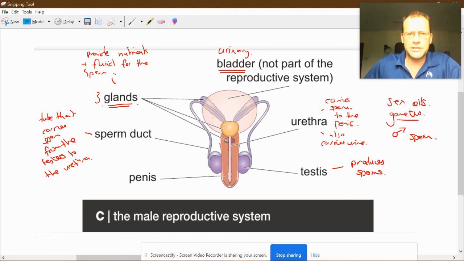during sexual intercourse, the sperm duct will be open and allow sperm to travel through the penis, but not urine. Okay, so the penis then is the structure to deliver sperm into the vagina of the female on into their reproductive system.